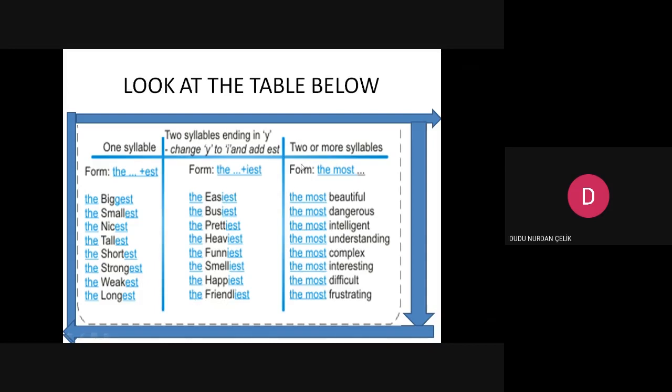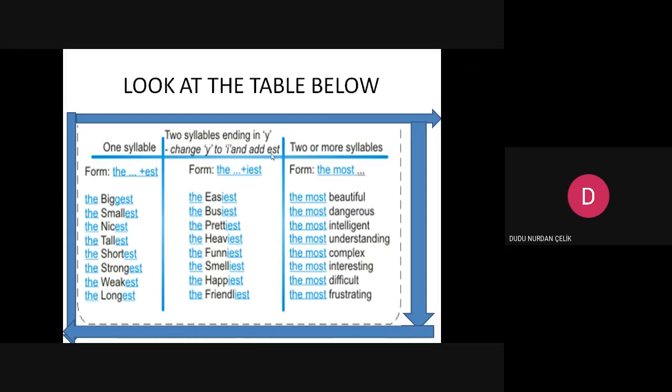Here we have got some adjectives which are more than two syllables, or we can call them long syllables. When we are talking about long syllables like beautiful, dangerous, intelligent, understanding, complex, interesting, difficult, frustrating, we must use the most before the long syllables.